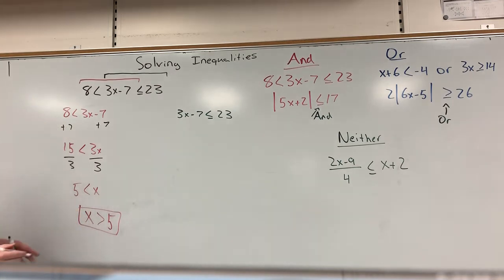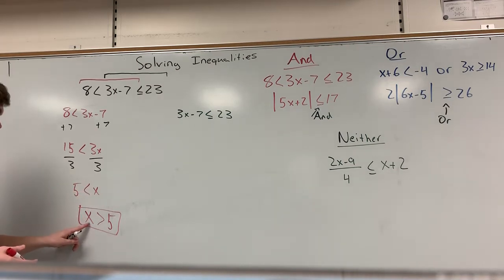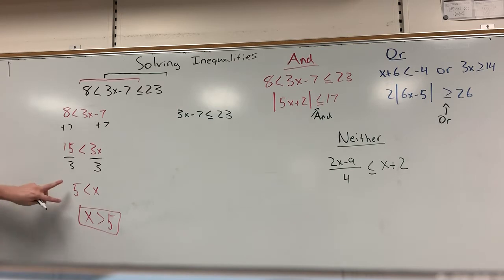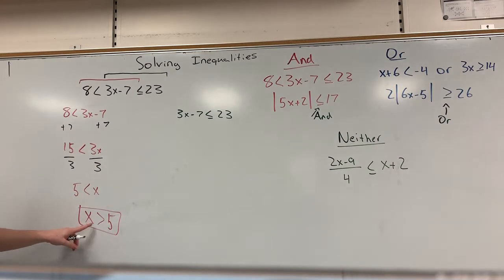Notice how in this expression right here, the x is on the open side of the sign, and down here, x is still on the open side. So these two are saying the exact same thing, but usually we write the x on the left side. So I'm going to write this as x is greater than 5.